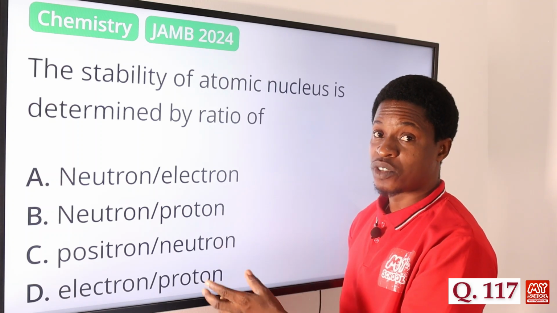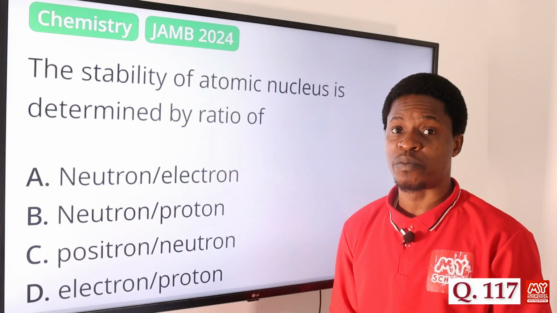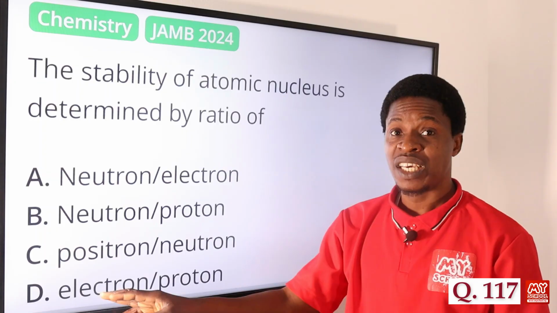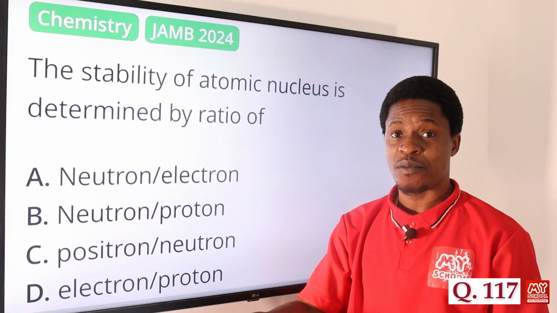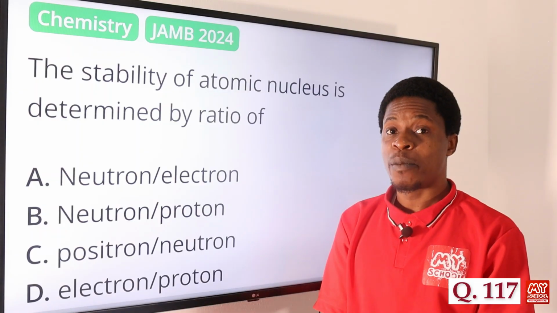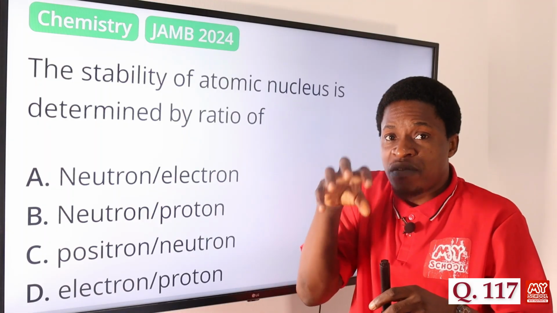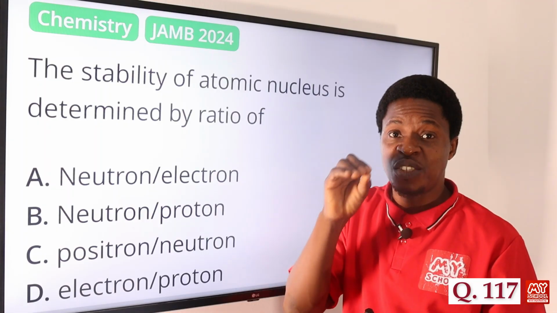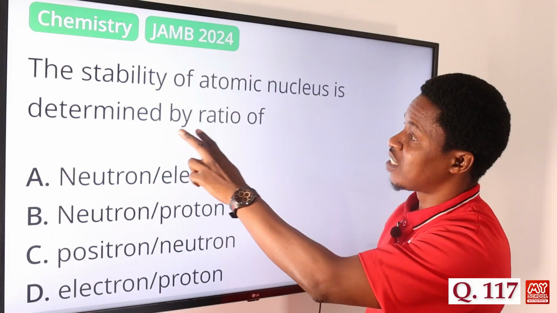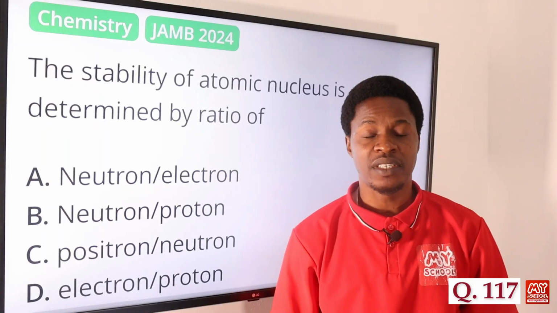No. If it is electron and proton, we would be looking at how neutral an atom could be, the neutrality of the atom of an element, not the atomic nucleus. We would be talking about electron and proton, because the number of electrons must be equal to the number of protons. But we are talking about how stable the atomic nucleus is, the mass. What determines that is the protons and the neutrons present in it. So option B is the correct answer. The stability of atomic nucleus is determined by the ratio of neutron to proton.